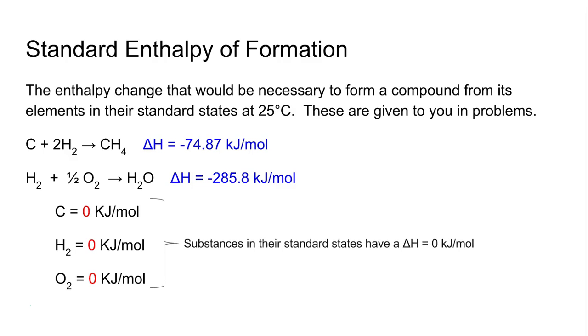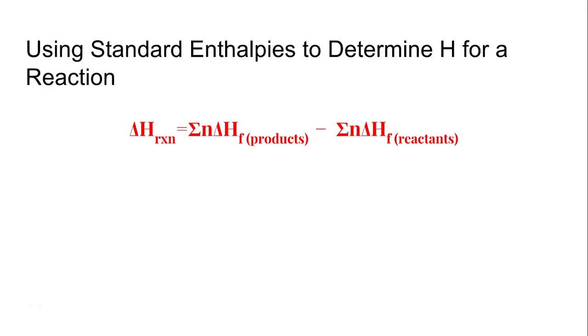So what we know is that substances that are in their standard states or in their elemental form have a delta H, or a change in enthalpy, of 0 kilojoules per mole. That's something to remember as we go through these calculations. So we can use these standard enthalpies to determine our enthalpy for a certain reaction.